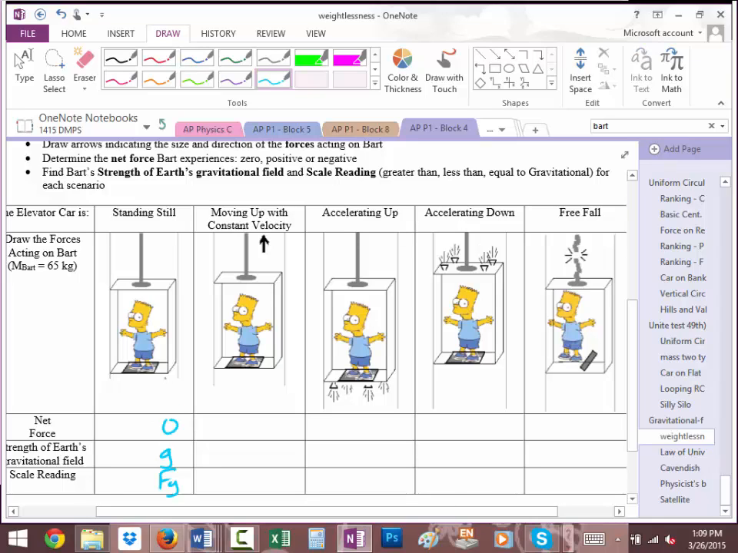Okay? When he's moving up with a constant velocity, got the floor on Bart and the earth on Bart that says that the net force is 0. Do you guys agree with that? If this elevator was not glass, so if it was completely enclosed, and you were on the elevator instead of Bart, would you have any way to know whether you're moving or not? No.